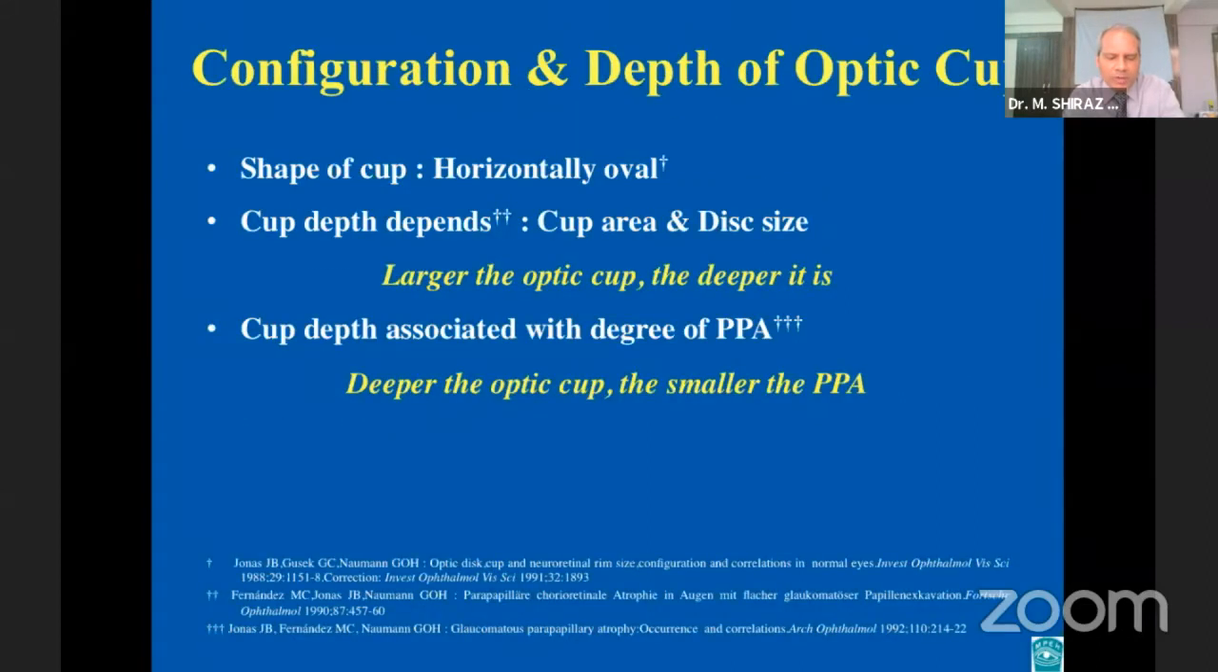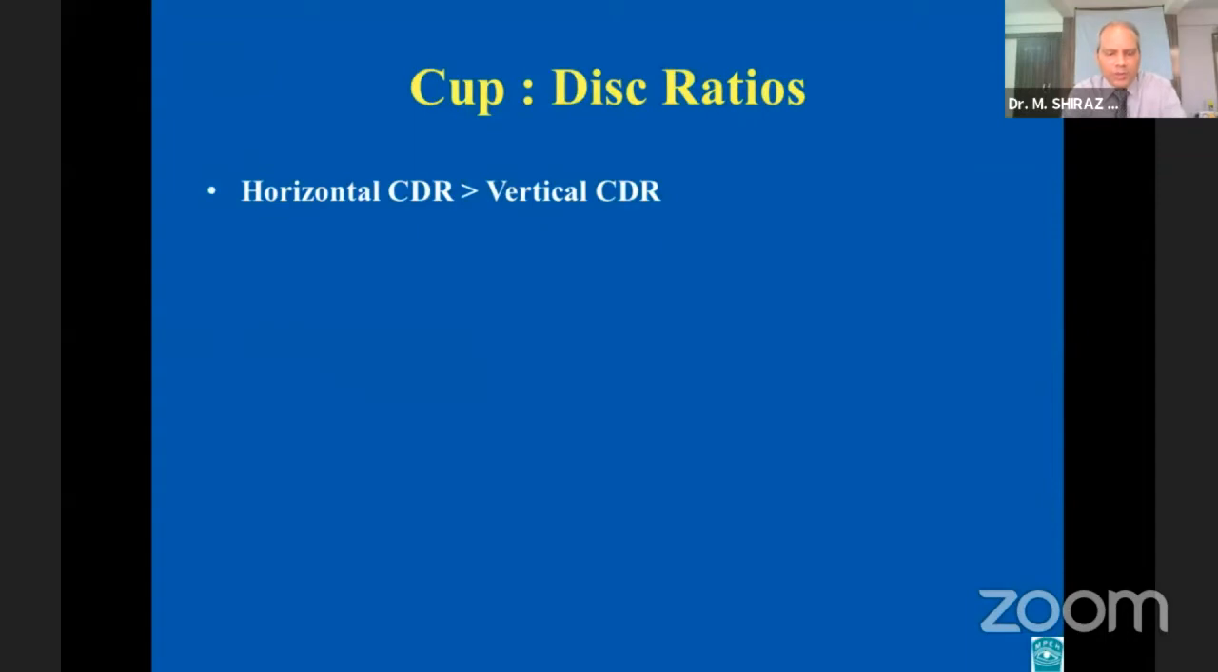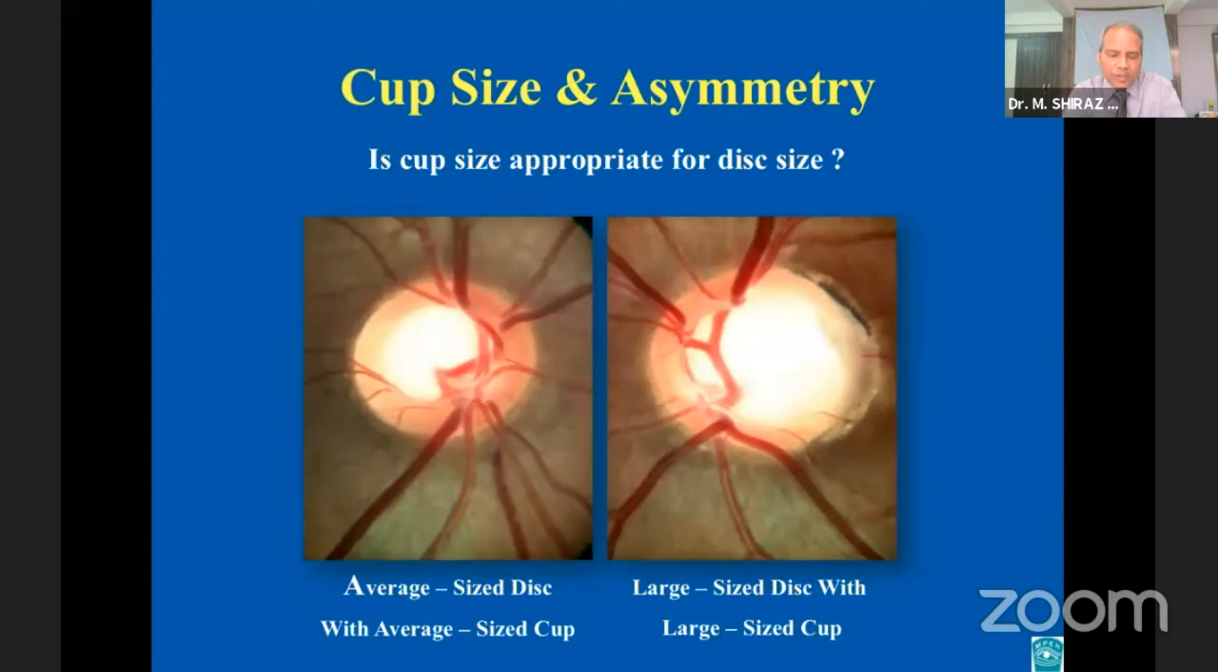In normal eyes, the shape of the optic cup is horizontally oval, the horizontal diameter being about 8% larger than the vertical diameter. It has also been found that the larger the optic cup, the deeper it is, and the deeper the optic cup, the smaller is the parapapillary atrophy. Because of the vertically oval form of the optic disc and horizontally oval form of the optic cup, the cup disc ratios are significantly larger horizontally than vertically. The size of the optic cup should be assessed in relation to the size of the optic disc, and one should carefully assess whether the cup size is appropriate for the disc size.